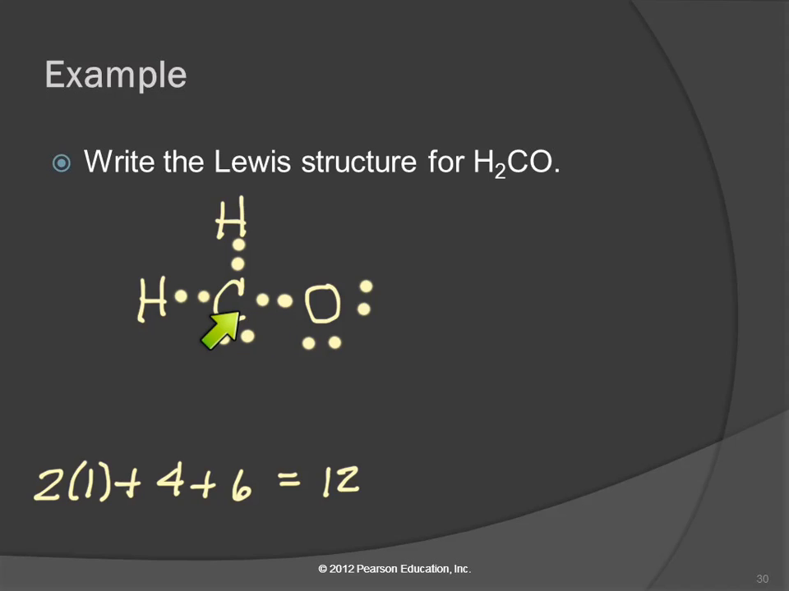Carbon will still have 8 then. So I'm going to put those over here. Just going to connect those. Those are bonds. And now the carbon has 2, 4, 6, 8. The oxygen has 2, 4, 6, 8. And everybody's happy. If I rewrite that, it might look something like this. Any questions?